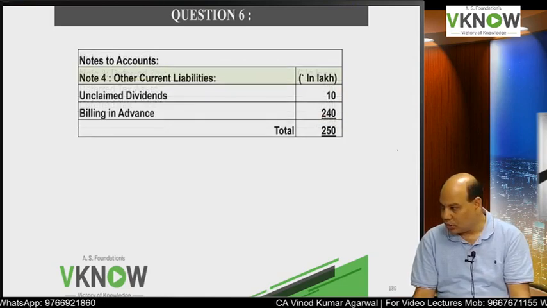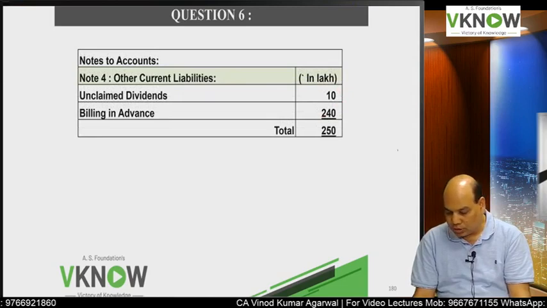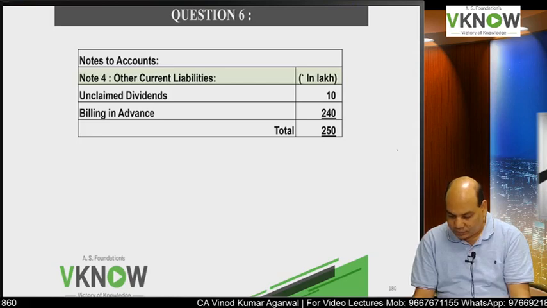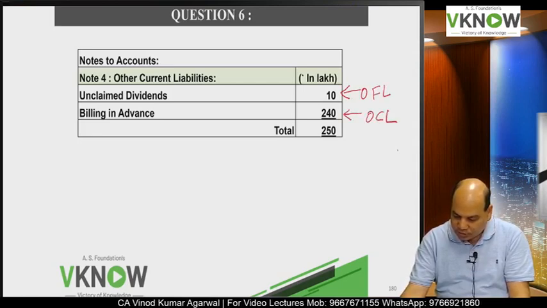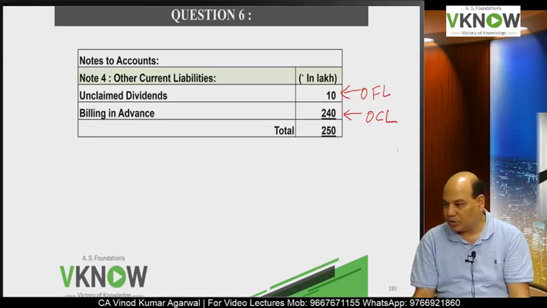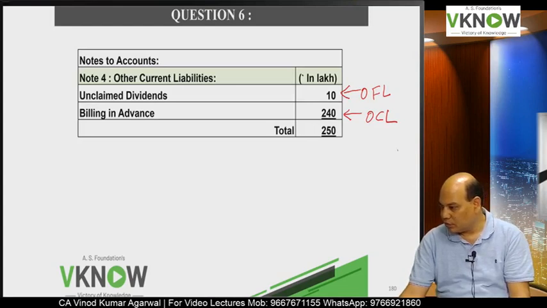Then notes to account: unclaimed dividend is 10. Unclaimed dividend will come in other financial liability, but billing in advance will come in other current liability. But they have mixed both of them under other current liabilities. So this I will have to change. Is it right?